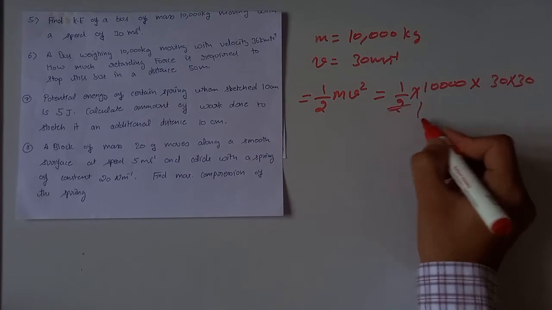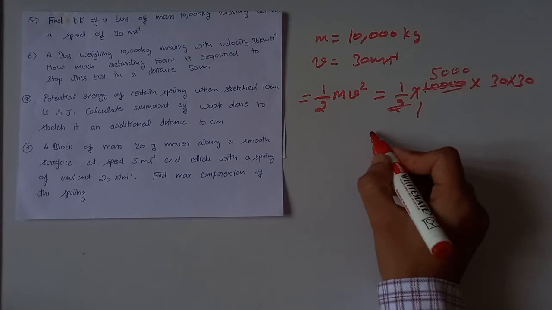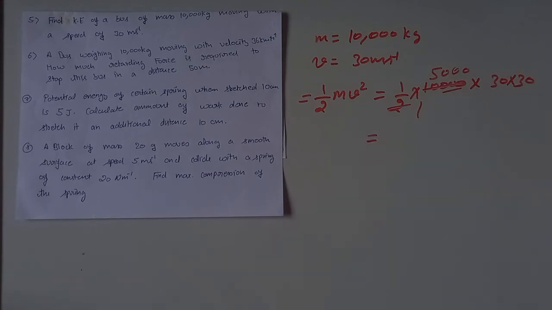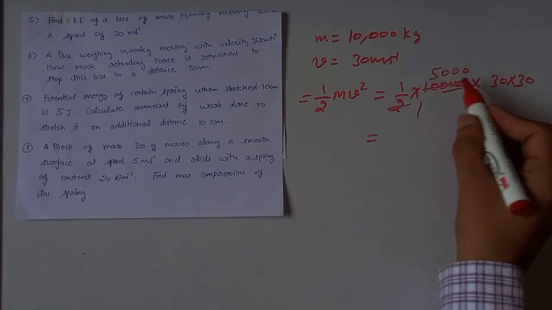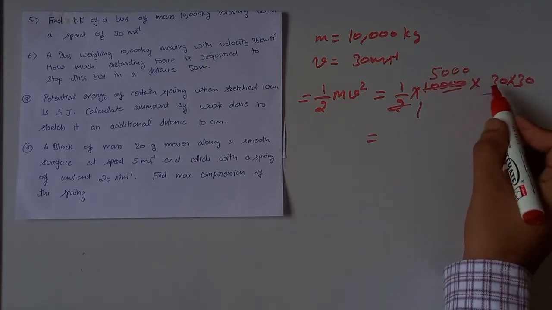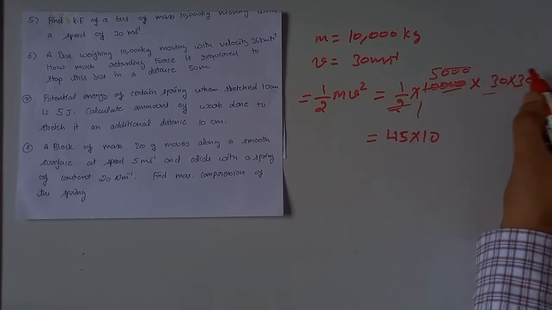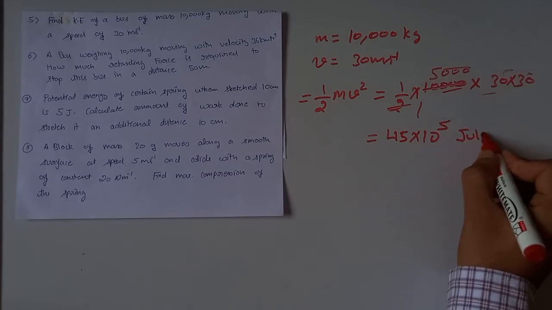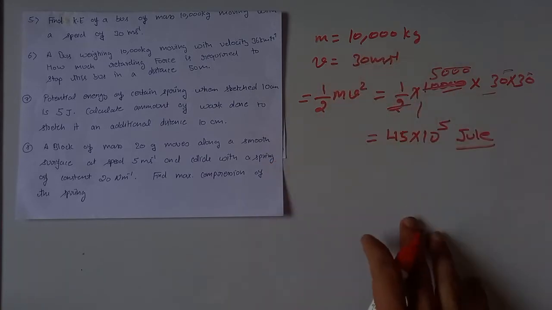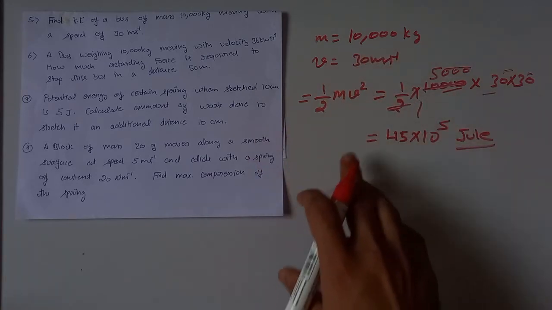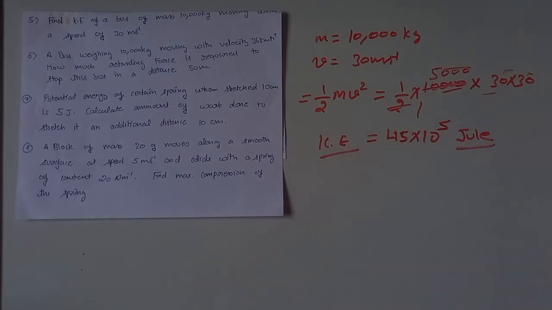Now, 2 ones are 2, 2 fives are 10, and the zeros, which is equal to 5 threes are 15, 15 threes are 45 into 10 raised to power 5 joule. This is the kinetic energy of the bus having a mass of 10,000 kg and velocity 30 meter per second. Then this is its kinetic energy. I hope this numerical is clear to you.